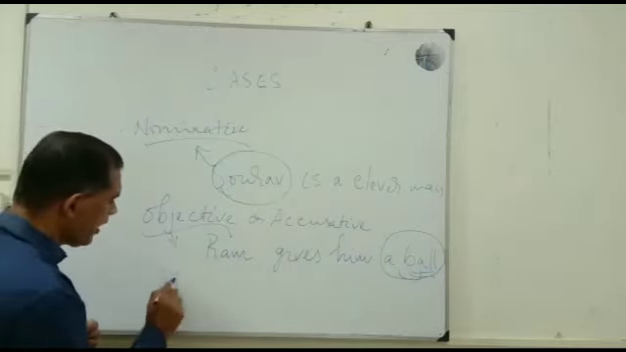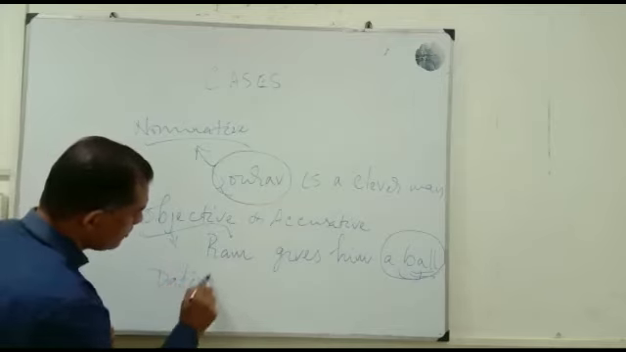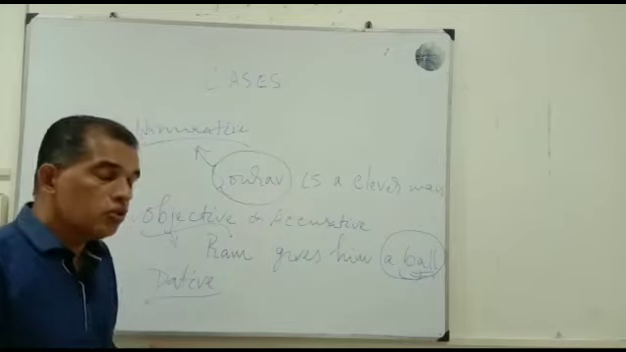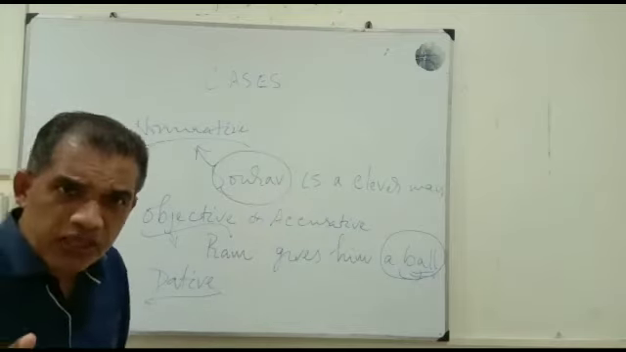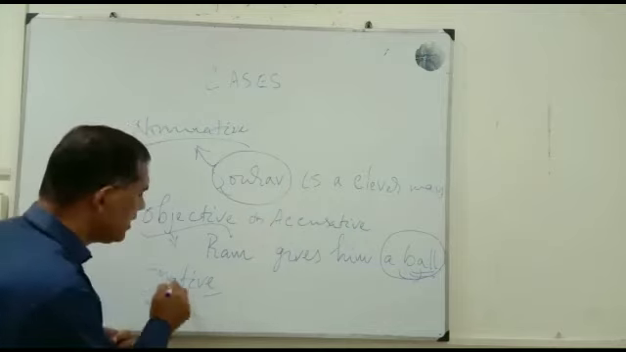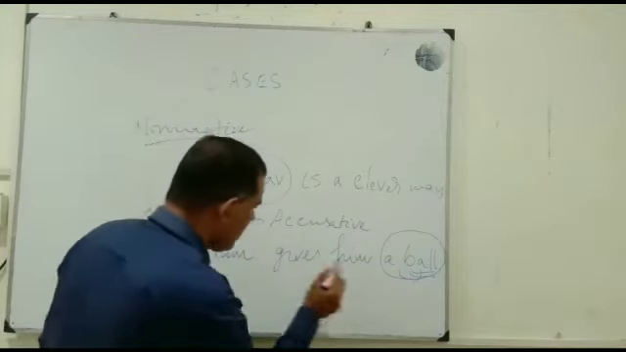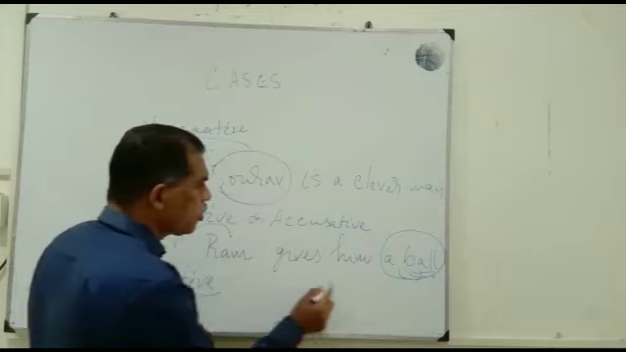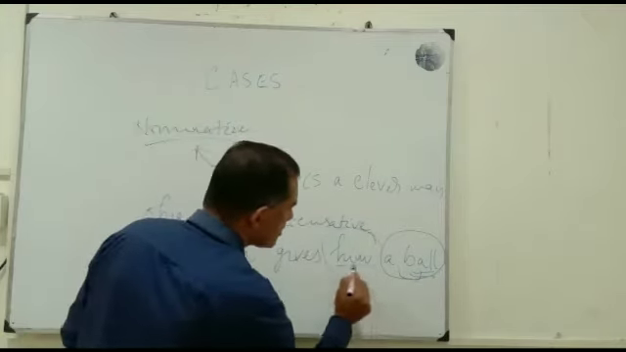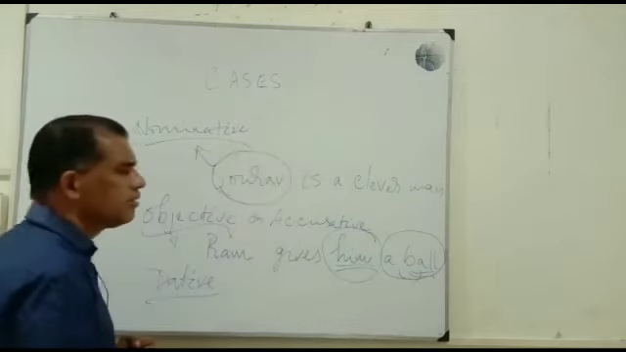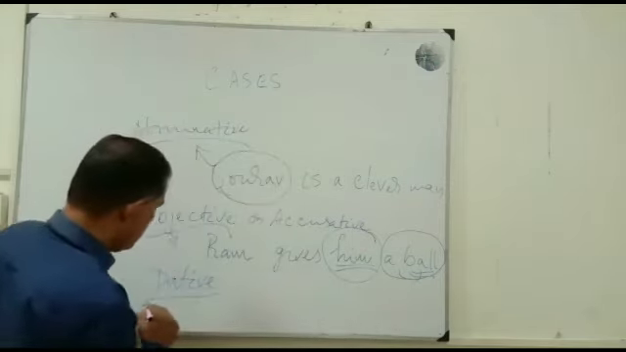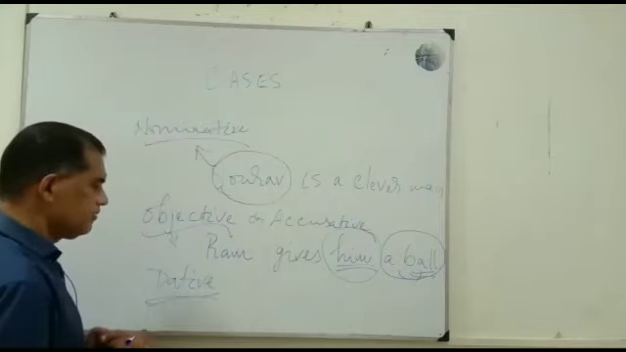We have next dative case. Dative case. When the noun in a sentence is used as the indirect object in a sentence, that is said to be the dative case. Here in this same example, Ram gives whom? Ram gives him, and therefore this pronoun is said to be in the dative case.